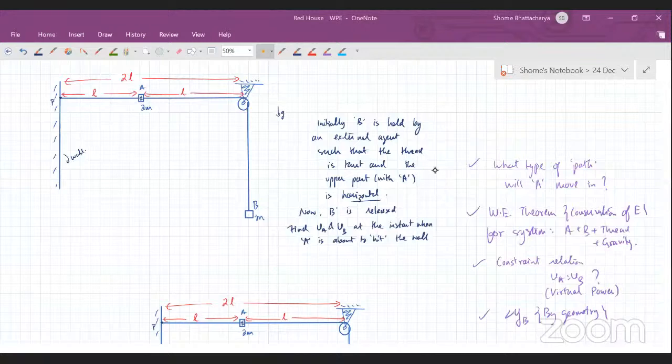And to answer your last question, we can calculate the ratio of VA and VB in the previous question without virtual power, but it will involve calculus. It will involve conserving the thread length and differentiating a term, and all that. So it will be a little bit lengthy. When we finish this question, I'll explain that also.